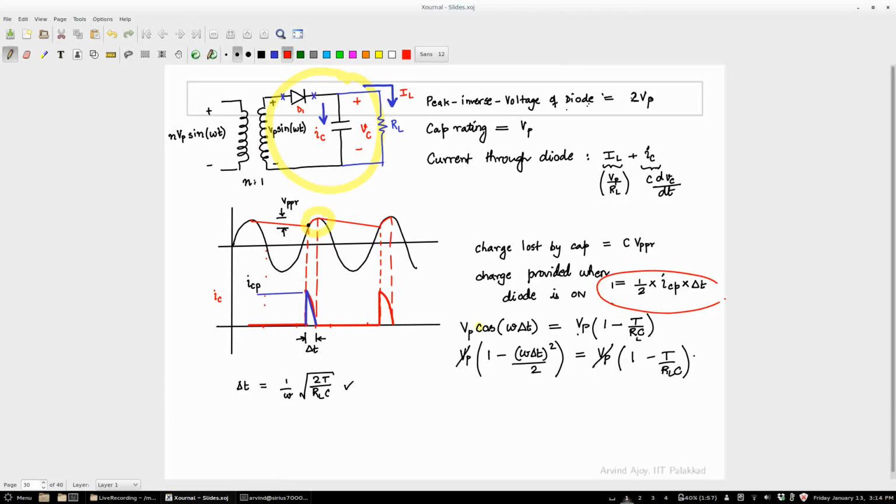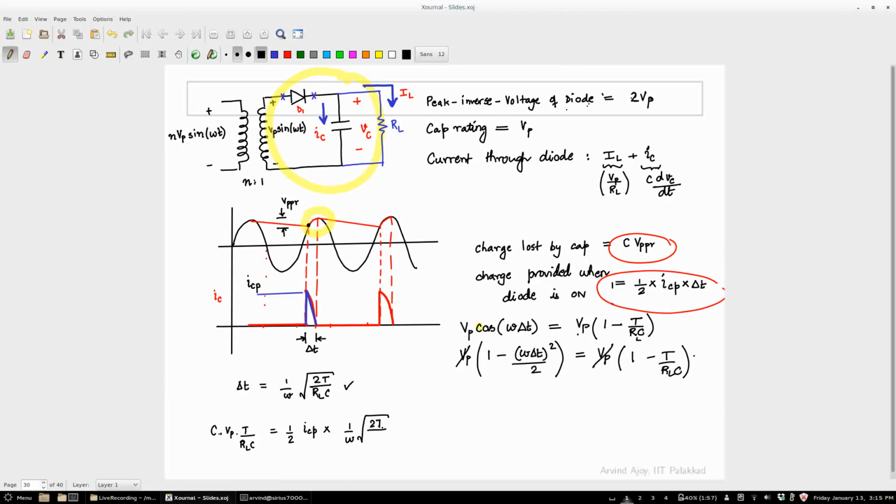So we have delta T as this. No confusion in delta T, right? Then what should one do? Go back to this particular expression and this particular expression. So you will have C into VPPR. What is this VPPR? VPPR itself is Vp into T by RLC. Anything else? No root 3 and all that, right? Because this is a peak to peak ripple.